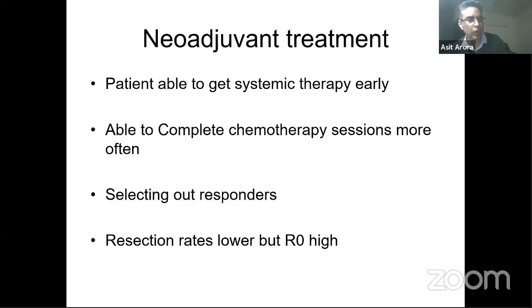If you look at the overall resectability rates in all of these neoadjuvant patients, resectability rates go down, but R0 resection goes up. Is it just the factor that we are selecting out good risk patients and offering them surgeries rather than operating on everyone? Is it not the reason?